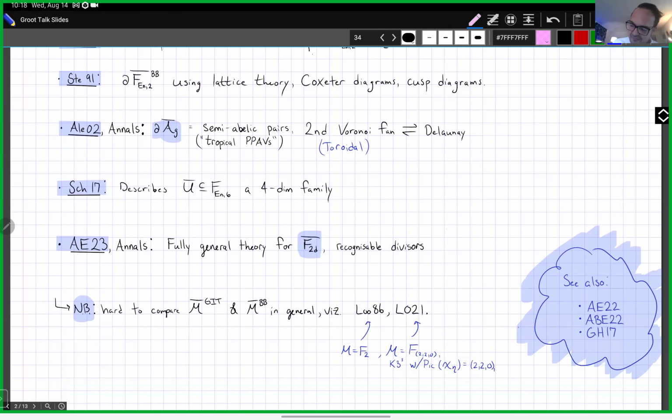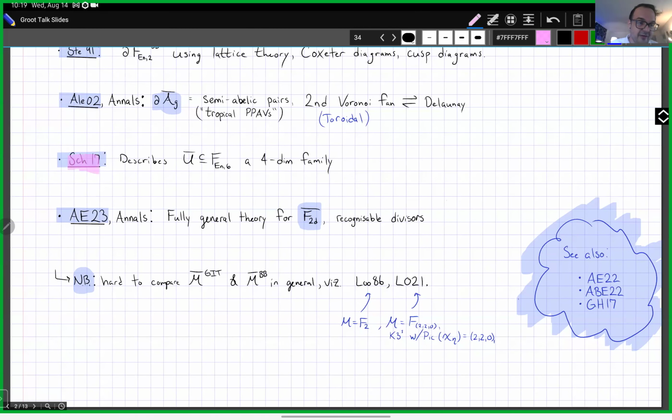As I said, Alexeev described the boundary of the moduli space of abelian varieties and discovered this sort of duality between Delaunay decomposition and a Voronoi decomposition. So this is kind of maybe a first instance of some view of mirror symmetry in these kinds of constructions, which inspires a lot of what goes on for the compactifications of K3s.